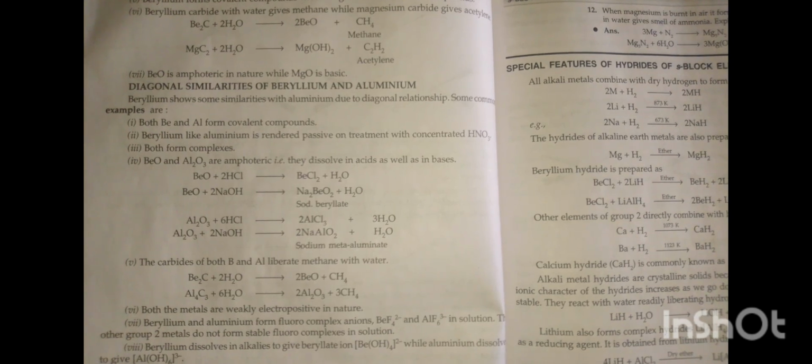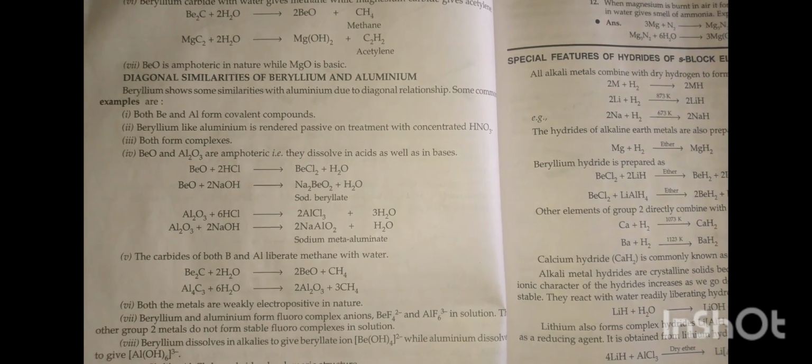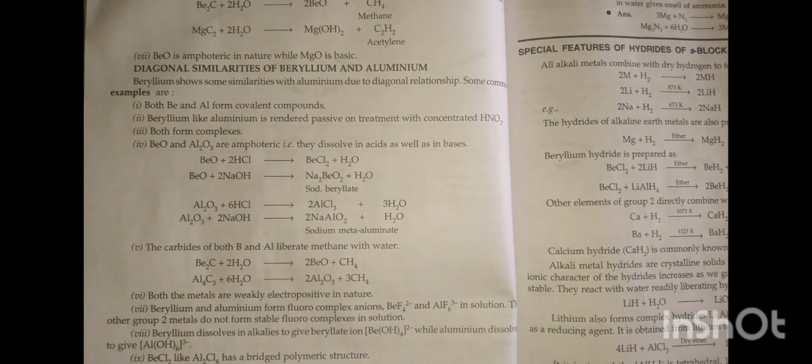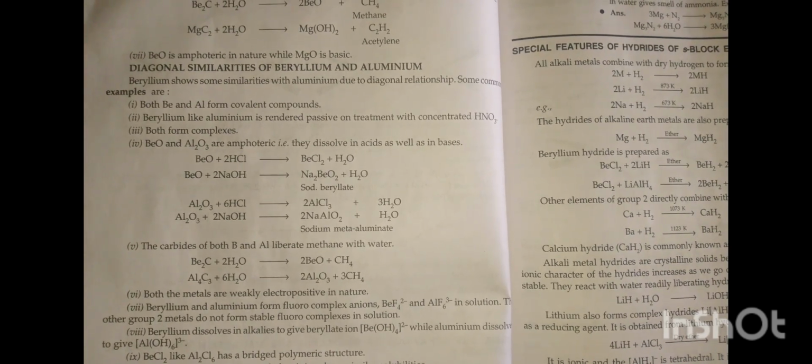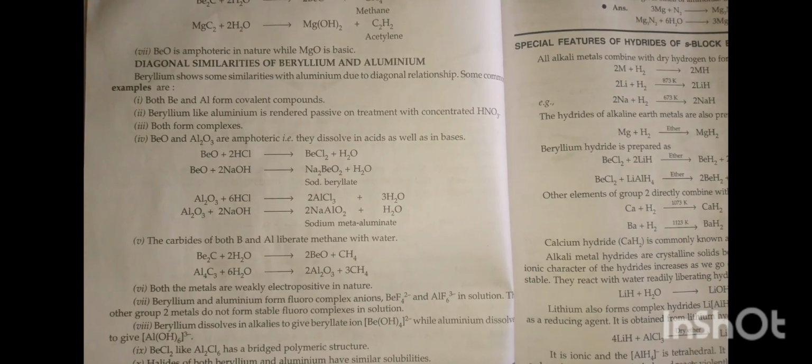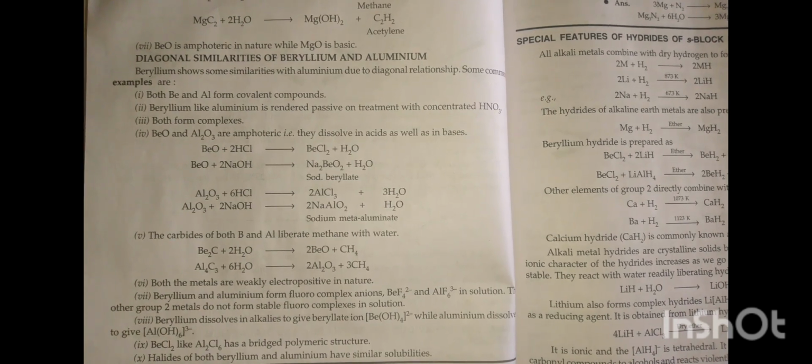Beryllium forms covalent compounds while magnesium forms ionic compounds. Beryllium carbide with water gives methane while magnesium carbide gives acetylene. Beryllium oxide is amphoteric in nature while magnesium oxide is basic. Diagonal similarities of beryllium and aluminium. Beryllium shows similarities with aluminium due to the diagonal relationship. Some common examples are as follows.